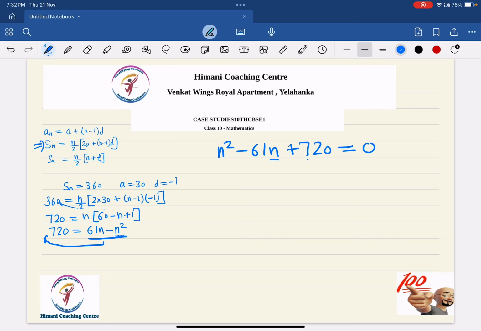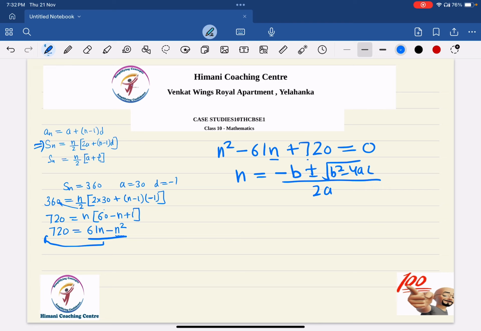Otherwise, do not waste your time. Do the b square minus 4ac method and get the answer fast. Okay. So, just to make the point clear, let us solve this question by doing what? See, I will say n equals minus b plus minus root of b square minus 4ac by 2a.